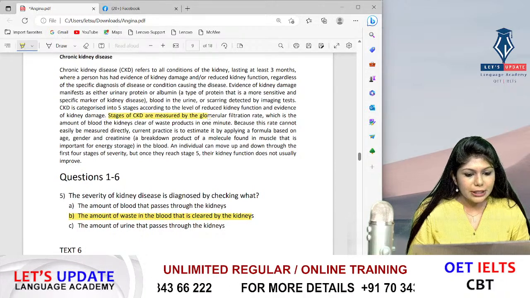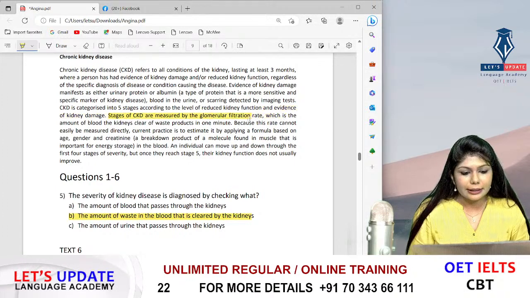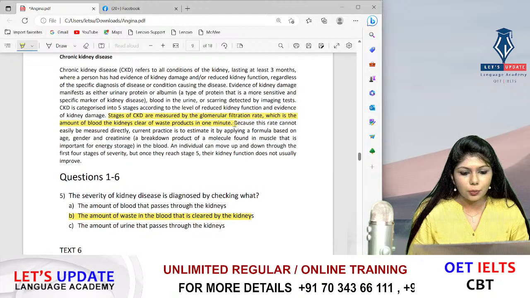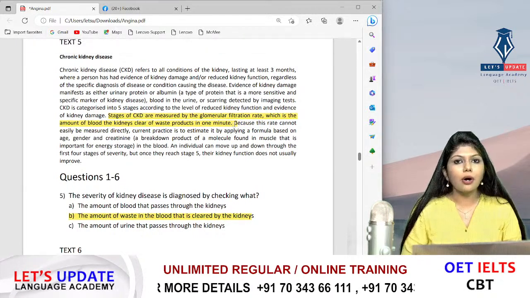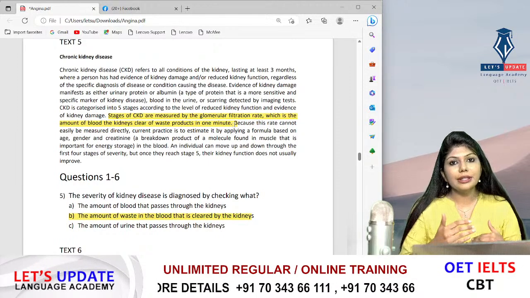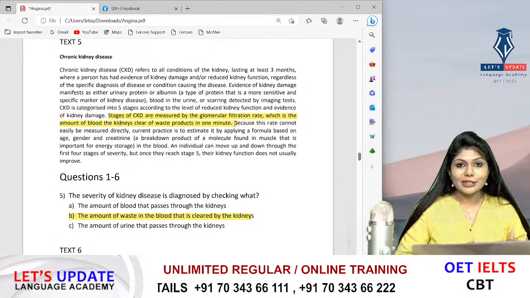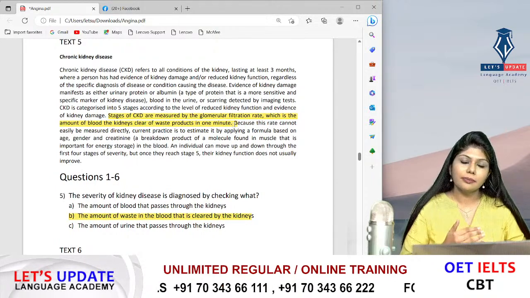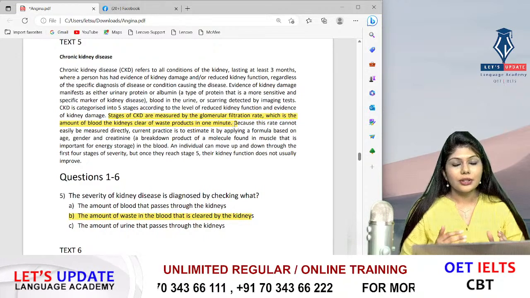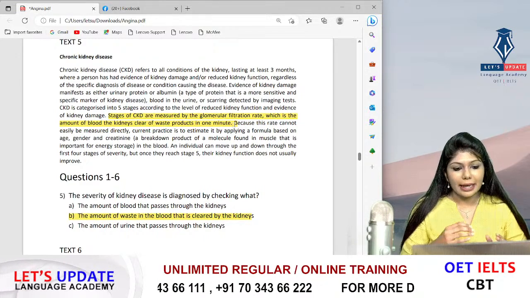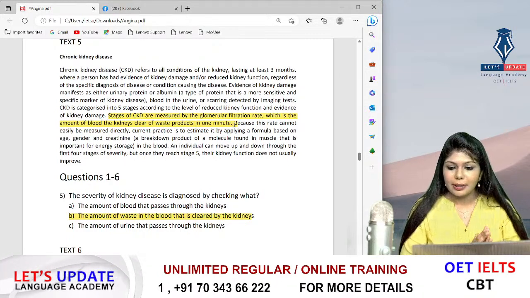Stages of CKD are measured by the glomerular filtration rate, which is the amount of blood the kidney clears of waste products in one minute. That is how the stages of CKD, or the severity of the disease, are measured. So stages of CKD means the severity. The severity is categorized into stages, and that is measured by what? That is option B.